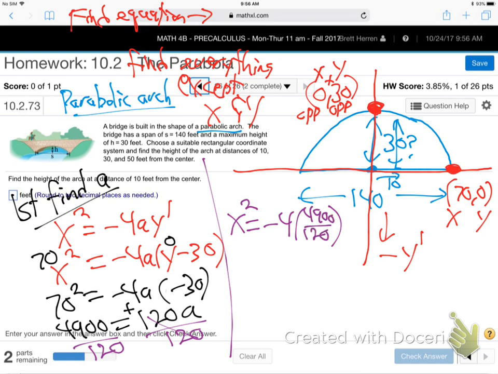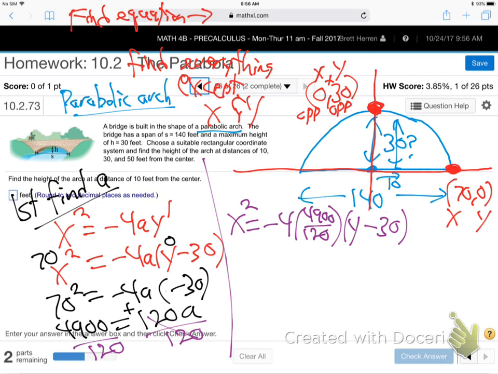4,900 over 120, y minus 30. There is what we mean by the equation, meaning everything but x and y. Right? That's the equation, meaning I can use it now.